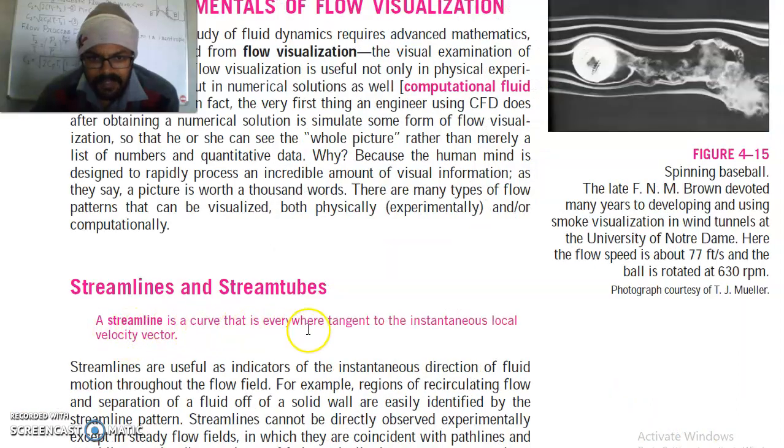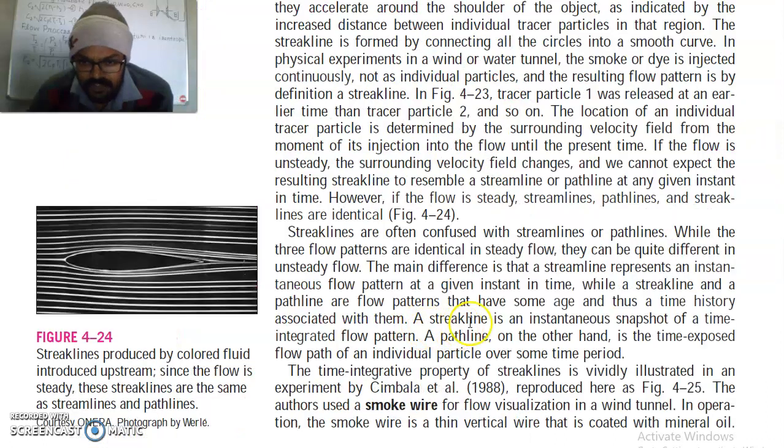is a curve that is everywhere tangent to the instantaneous local velocity vector. So it is measured instantaneously. A streakline is an instantaneous snapshot of a time-integrated flow pattern, meaning after some time this picture is taken.